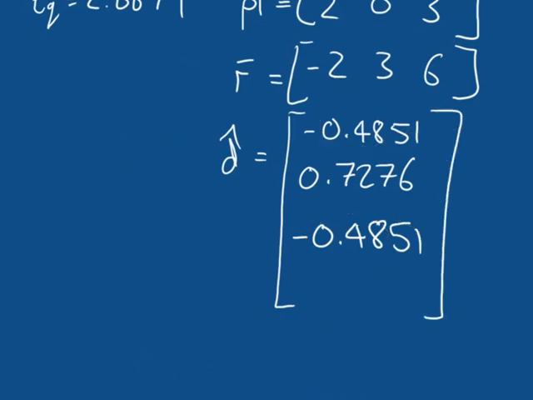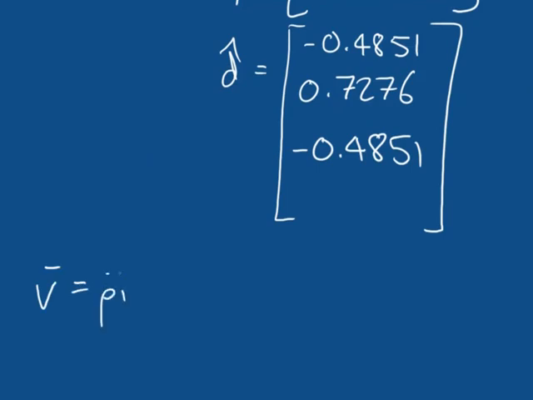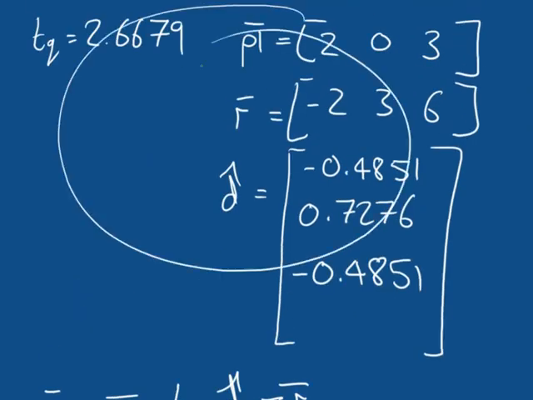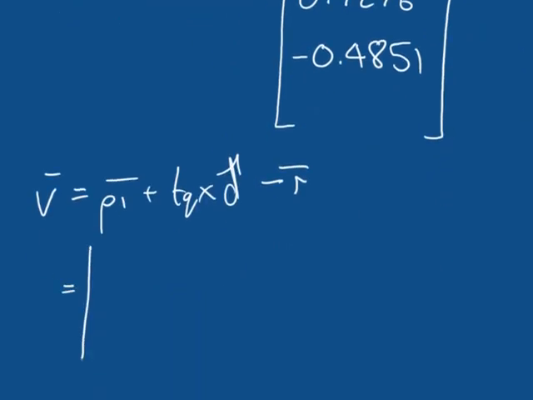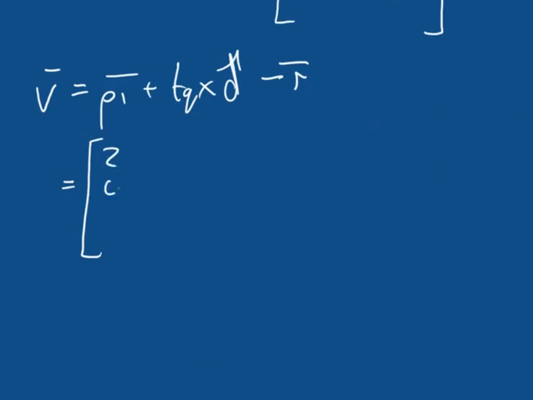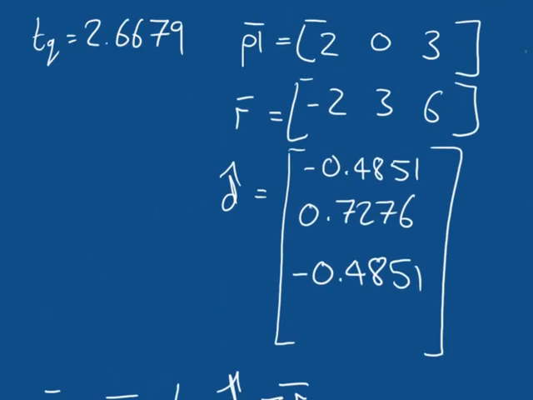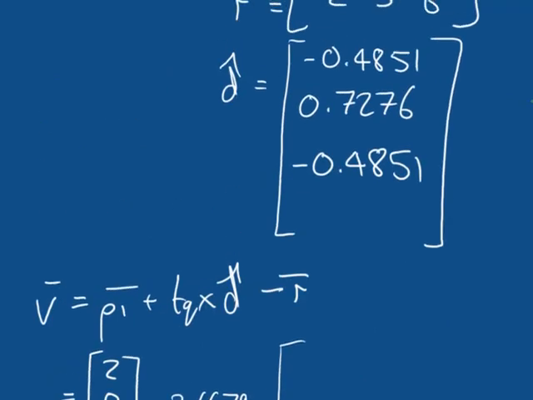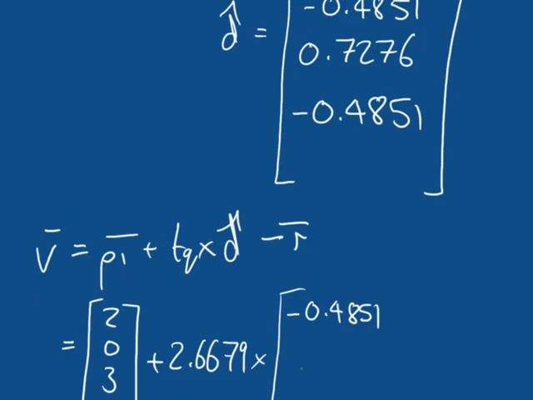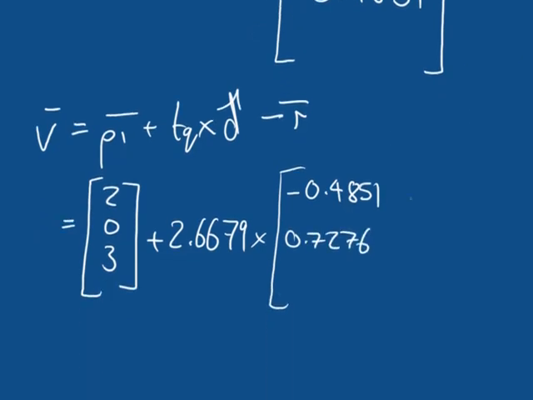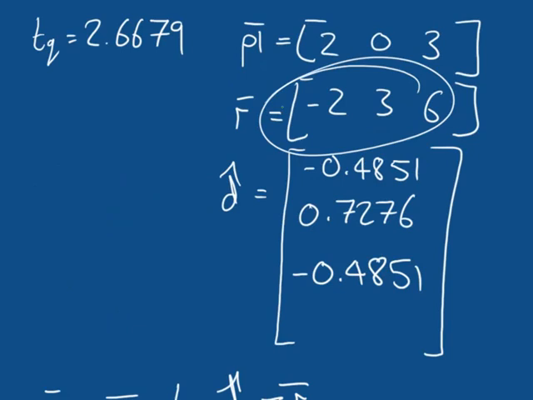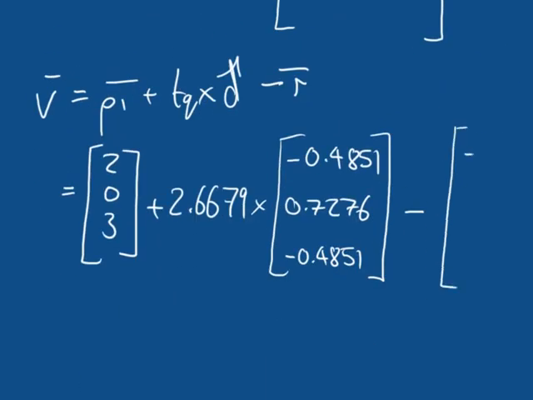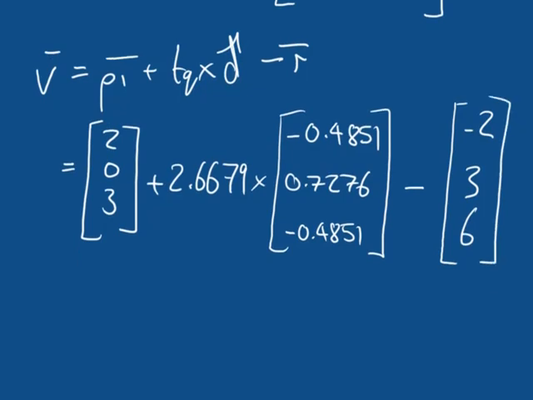Fantastic. So now that we've got those, we know that V is equal to P1 plus TQ multiplied by D minus R. So we can put all of these pieces of information into that equation. So V is equal to P1, which is 2, 0, 3, plus TQ, which is 2.6679, multiplied by D, which is minus 0.4851, 0.7276, and minus 0.4851. And then we're taking away from that r, which is minus 2, 3, and 6.